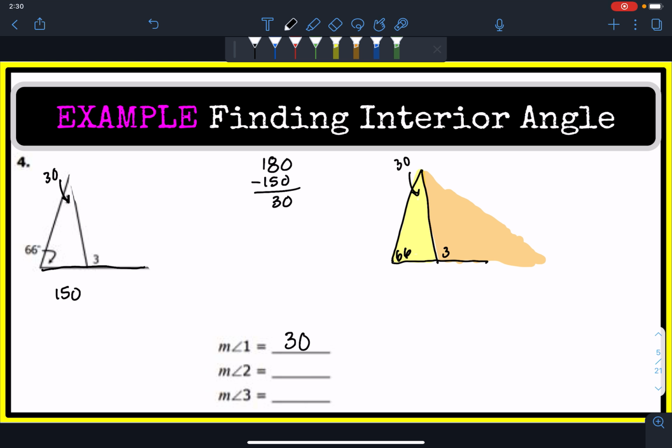So using the exterior angle theorem, angle number 3 is on the outside of this triangle here. So I can figure out the measurement of this angle by adding these two angles, the two remote angles, the two angles that are not adjacent to this exterior angle, and adding 30 with 66 is equal to 96. So the measurement of angle number 3 is equal to 96.